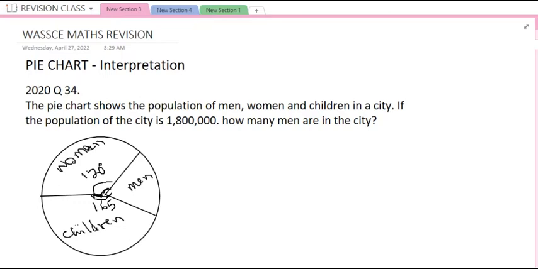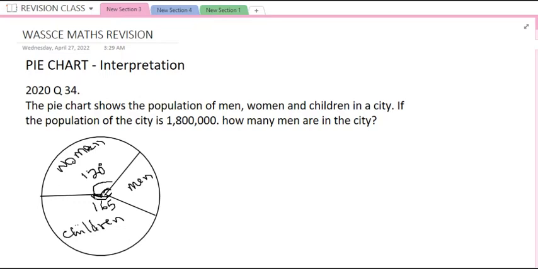In this series on WAEC revision, I will be taking on statistics, and the first would be pie chart. In this video class, we want to look at how you can interpret a pie chart. If you are given a pie chart, how do you interpret it? First, you need to know that a pie chart is the presentation of data in a circle. So when you present data in a circle, we call it a pie chart.